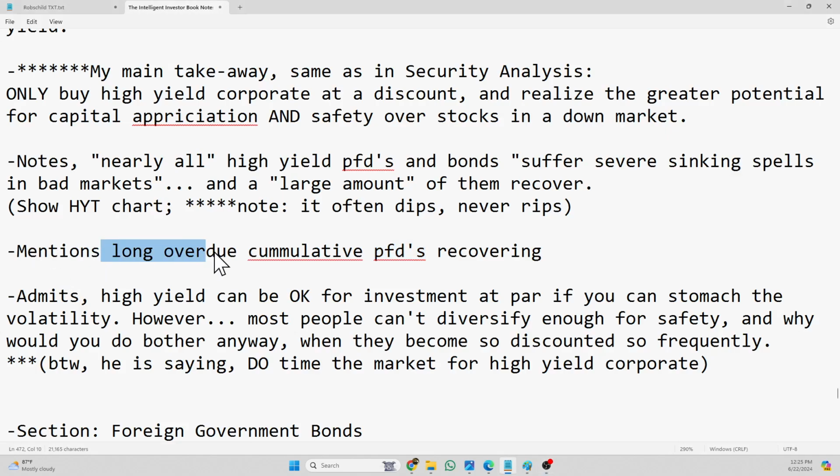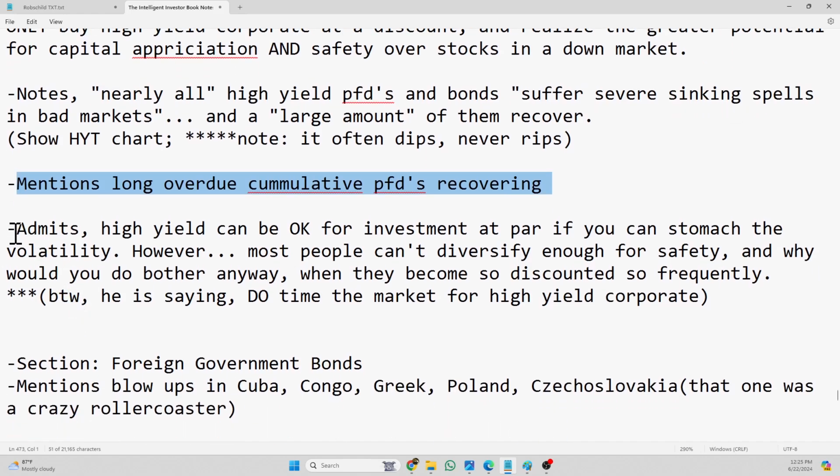So the point being here is that they hadn't paid on an example of preferred shares, and the price was highly depressed, and then it recovered, and you get all of the back payments. That's an incredible find if you can find something that can do that. All right, and then we move on.